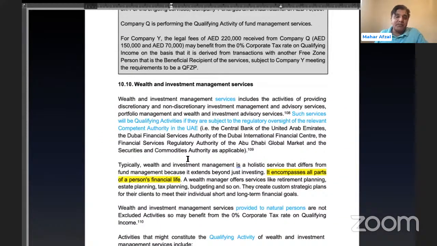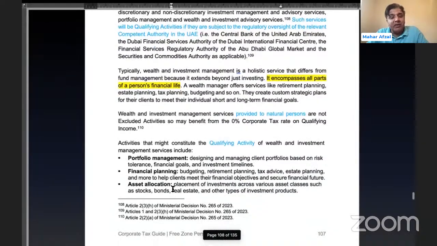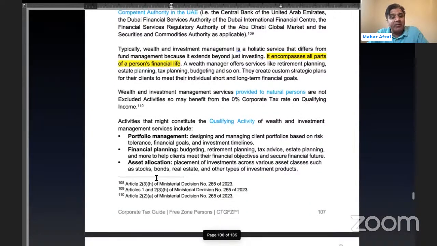Wealth management is a broader aspect. One aspect of wealth management is fund management. Wealth management includes everything, starting from health, retirement plans, to wealth management, everything you are providing to any person. It encompasses all parts of the person's financial life. So it will fall under the qualifying activities: portfolio management, financial, all three.